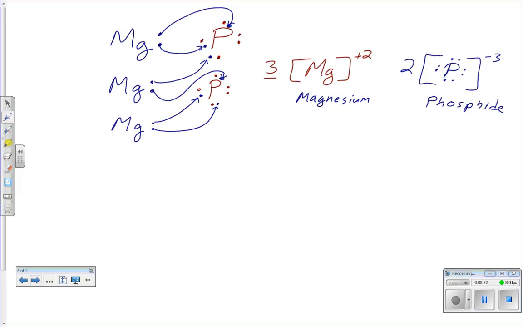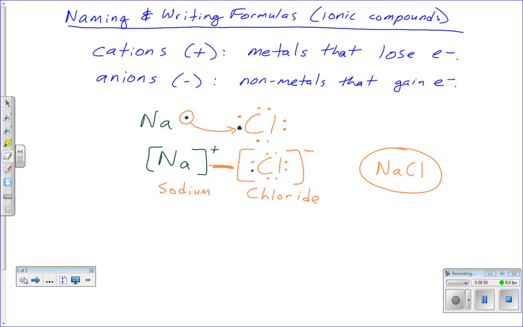And to write its formula, we're going to use these numbers as subscripts. So Mg3P2 would be the formula for magnesium phosphide. To name it, again, the metal, we don't change the name of that. It's just magnesium. Or like in the one before this, it just remains sodium. This compound's name was just sodium chloride.